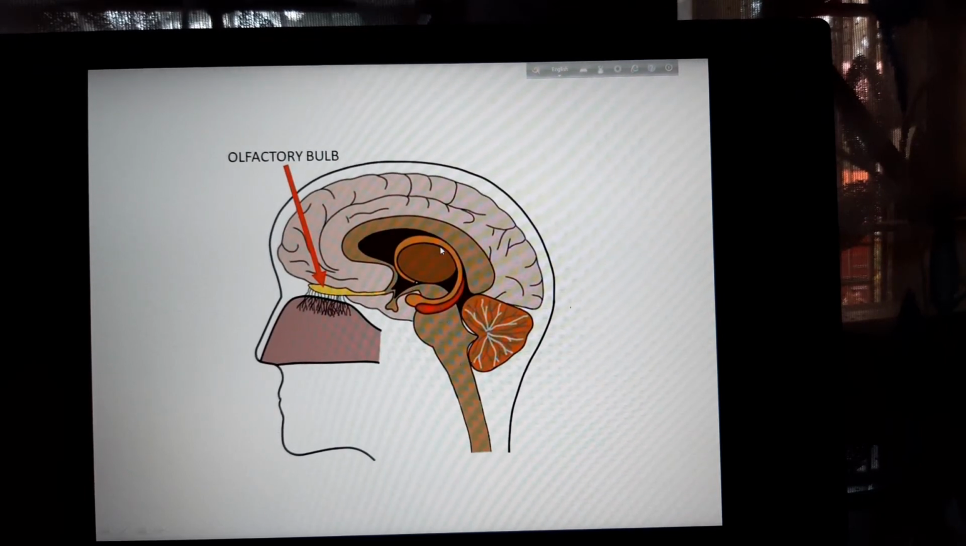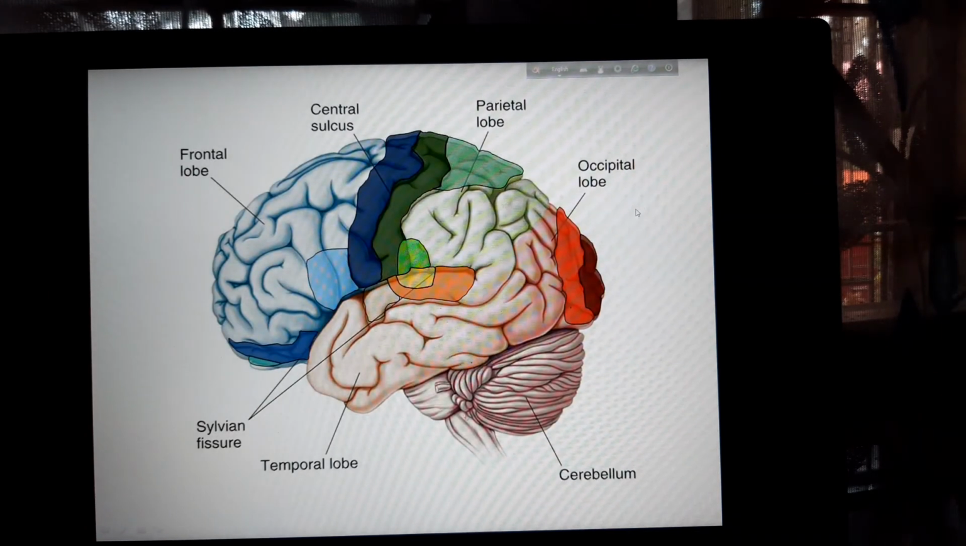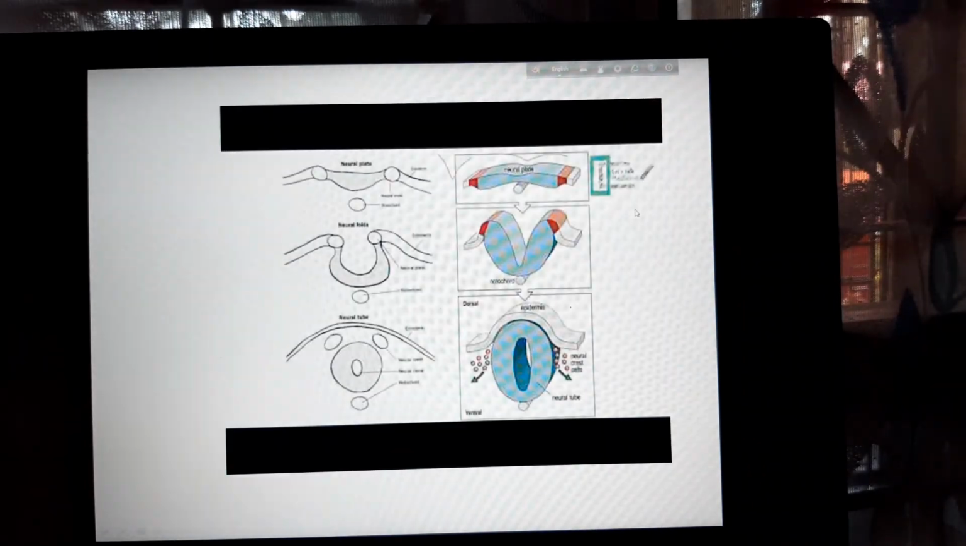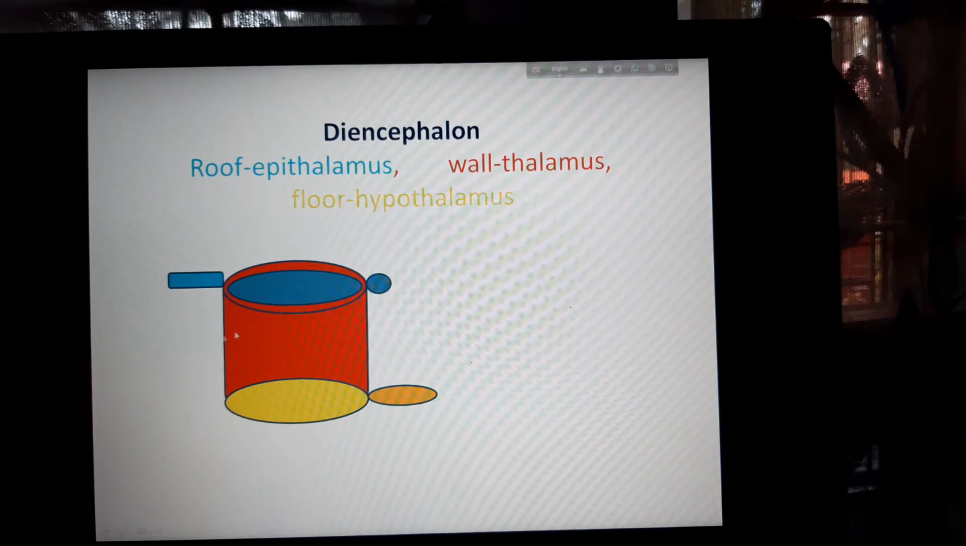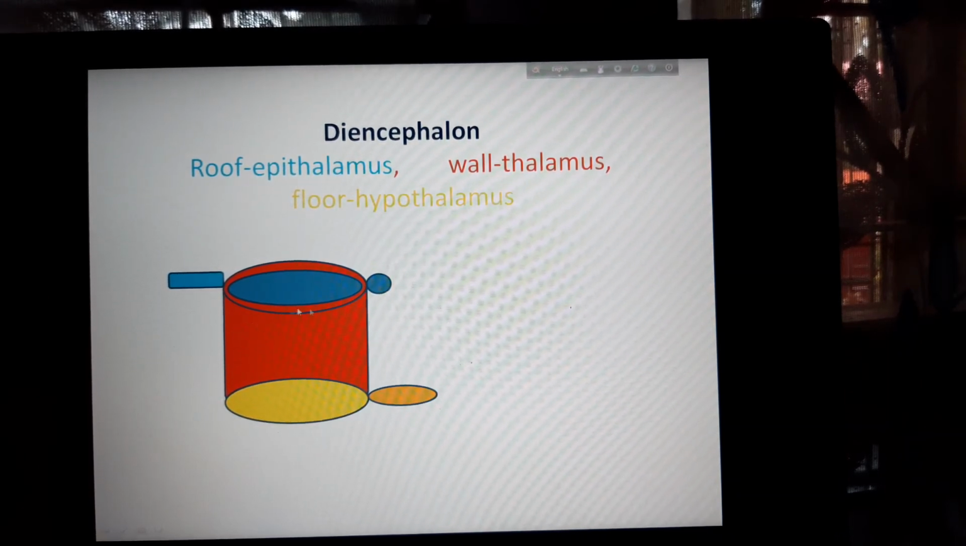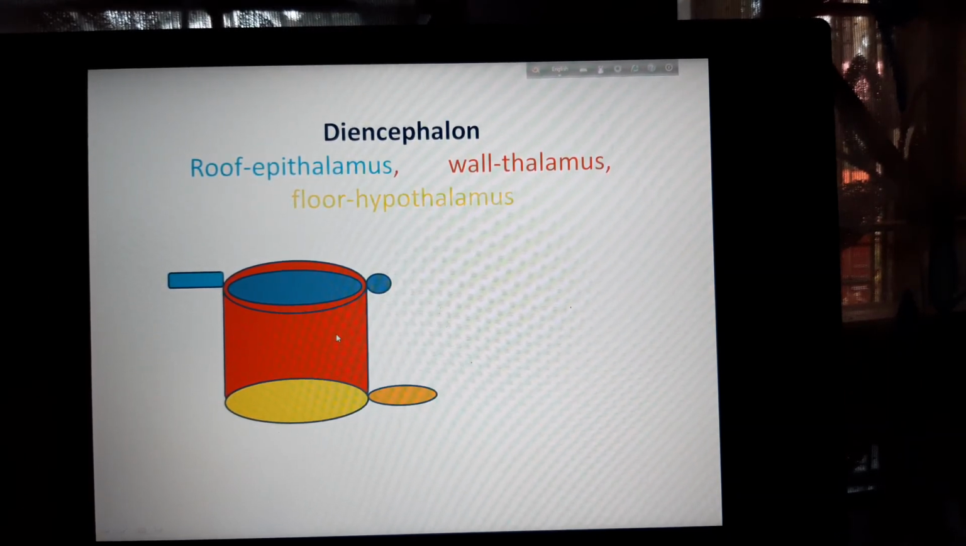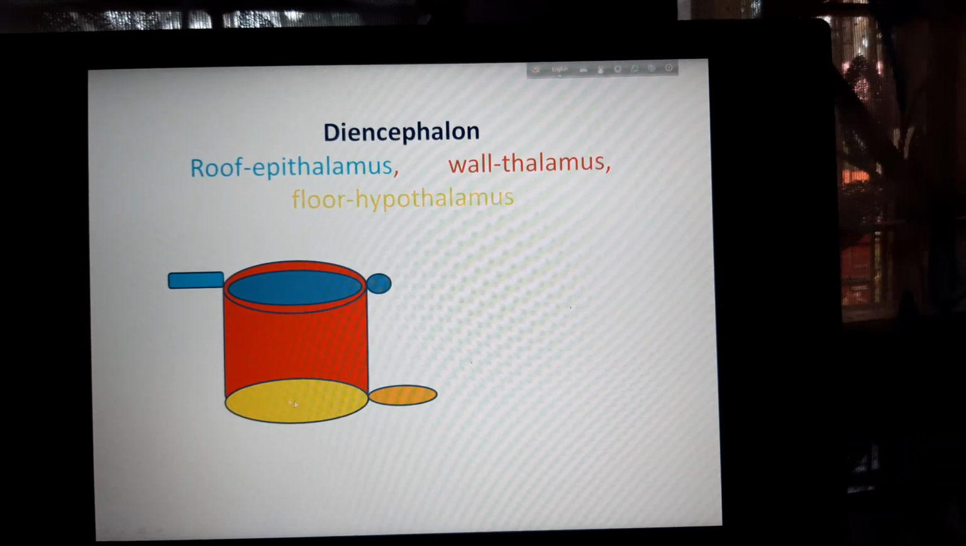This part is visible only on the inferior side of the brain, the diencephalon. The cavity is narrow and consists of the epithalamus, thalamus and hypothalamus. This is the sketch of the diencephalon. It consists of the epithalamus, thalamus and hypothalamus.